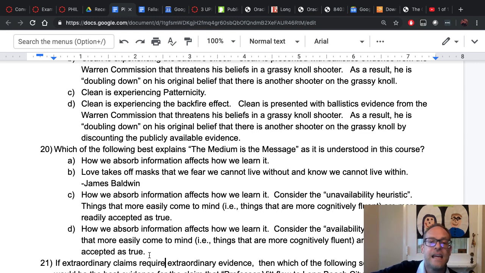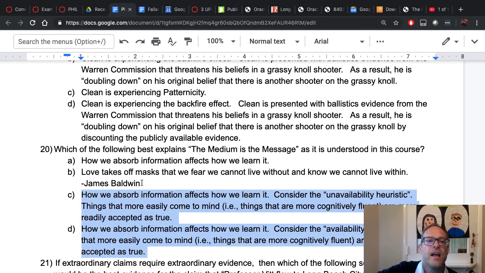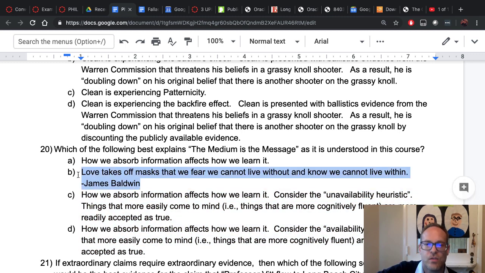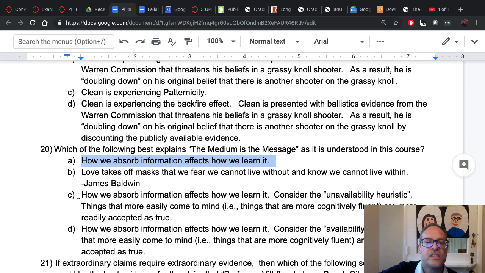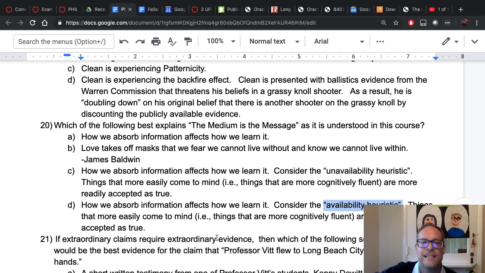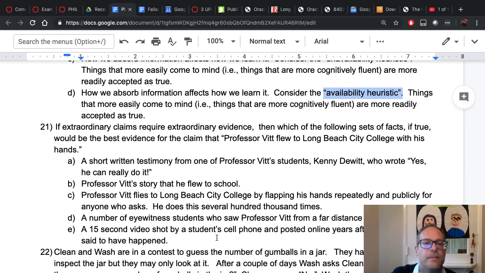So between C and D, right, because B is a quote, it's a nice quote, but it's not responsive to the question. A isn't bad, but both C and D give us more information, so we have to decide between the two. And here, what I'm ultimately testing you on is whether or not you know the name for the availability heuristic, and that is, again, what it says. Things that more easily come to mind or are more readily accepted as true or correct. So 20 is D.